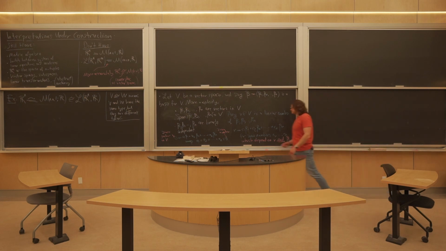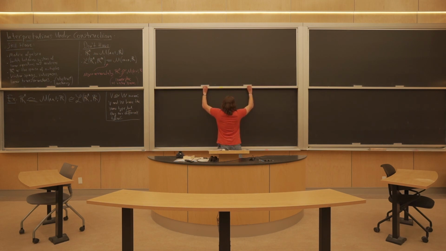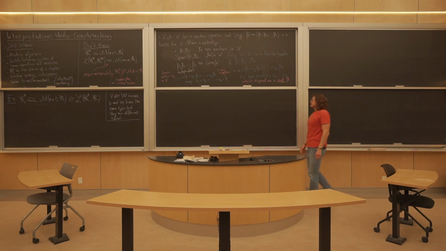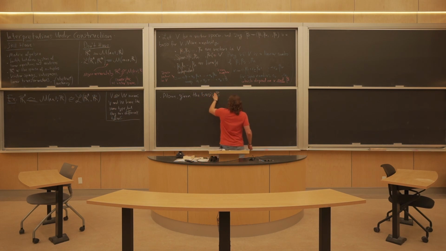Okay, so now the first thing is this. Not only is it the case that any vector can be written as a linear combination, so that if I fix the v, C1 to Cn are going to be unique. So not only do they exist, but they are going to be unique. So above, given the basis beta, so let me say for a fixed basis beta and a fixed vector, C1 to Cn are unique.